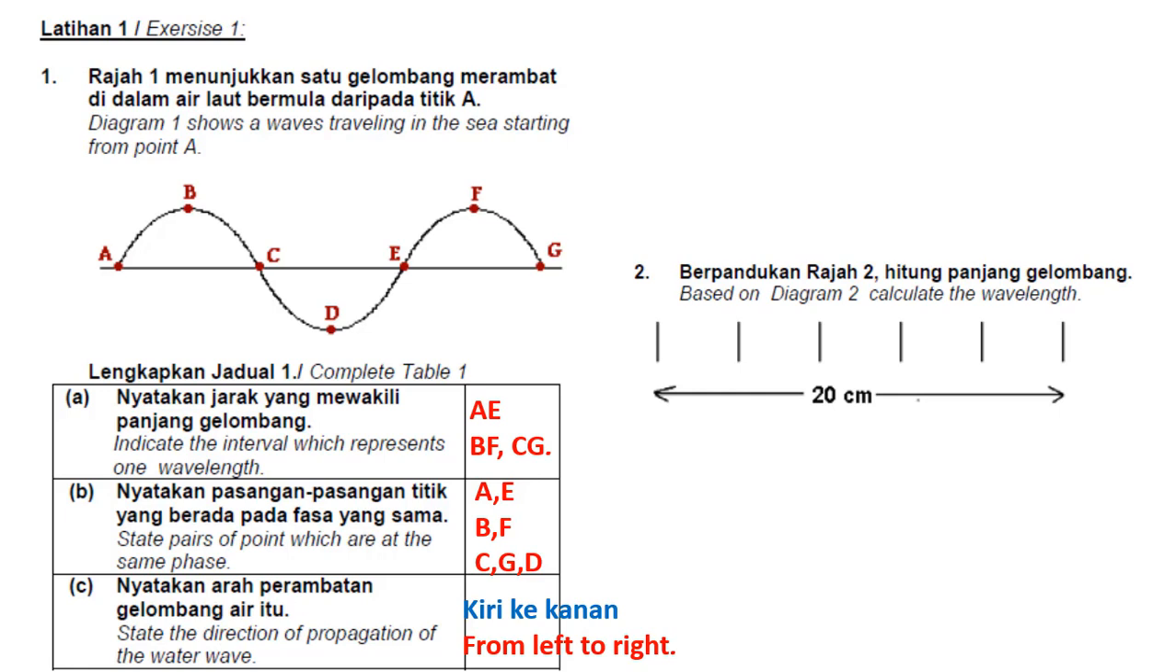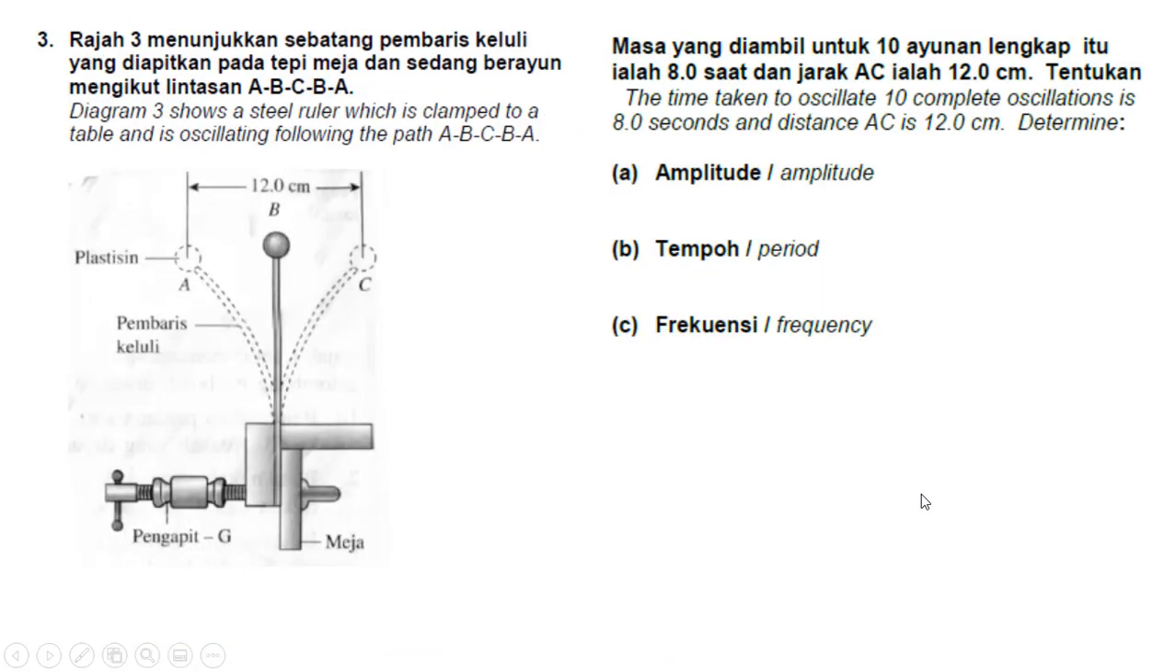Question number 2. Based on diagram 2, calculate the wavelength. So the distance from here, the beginning to the final position, we have 5 lambda: 1 lambda, 2 lambda, 3 lambda, 4 lambda, 5 lambda. So what you do is 20 divided by 5 and we get 4 centimeters.